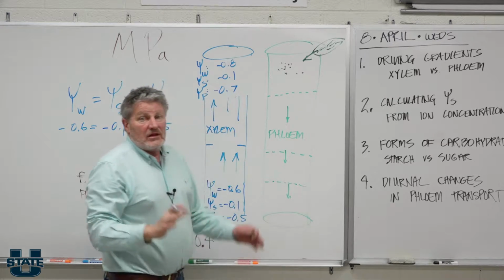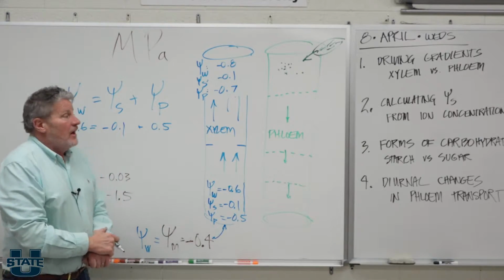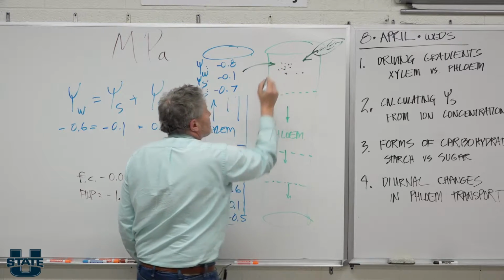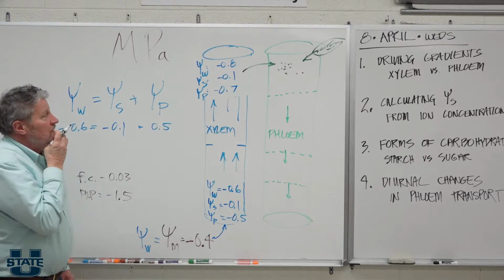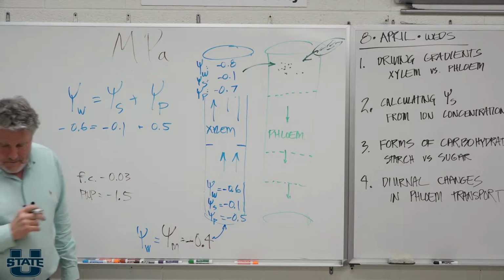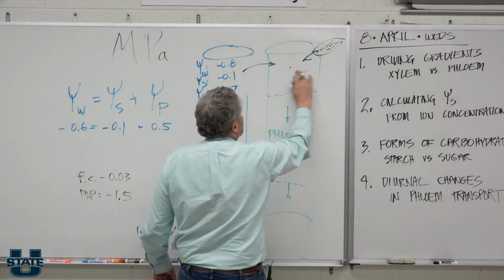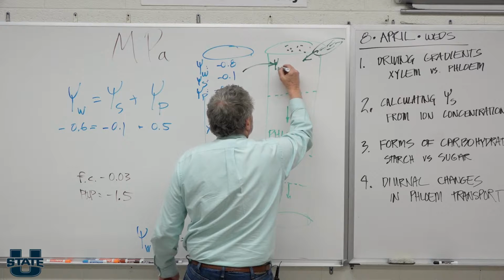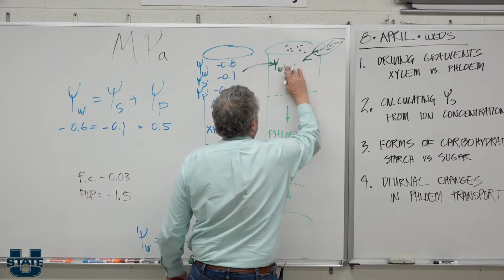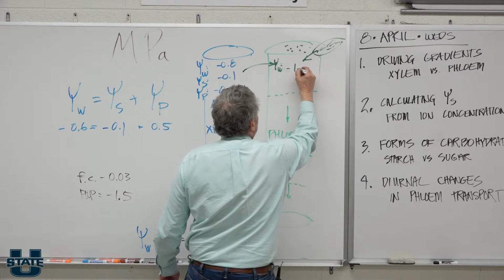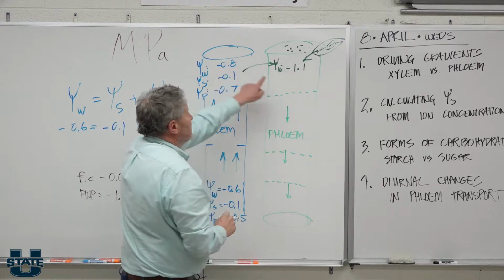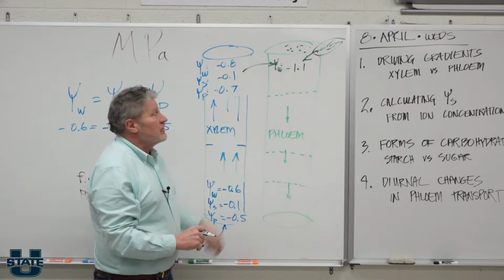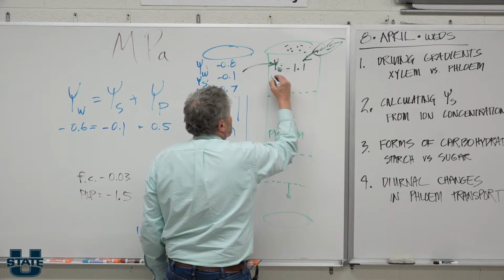So now we have a lot of sucrose right here. And this syrupy thick solution sucks water into it. And if we look at the water potential up here, we'll put the sucrose up here. Psi W equals minus 1.1. Big deal. This is more negative than this, and so water's going to move from the xylem to the phloem because it's following the water potential gradient.